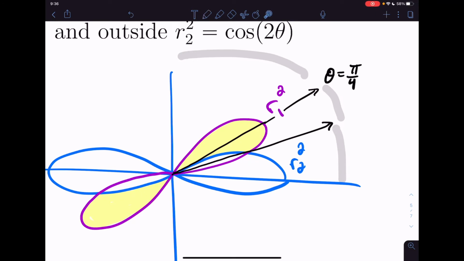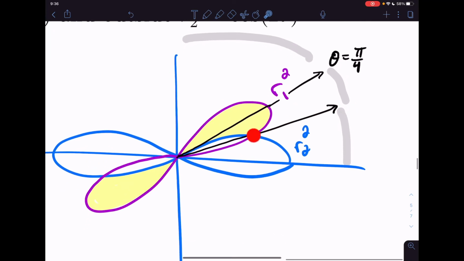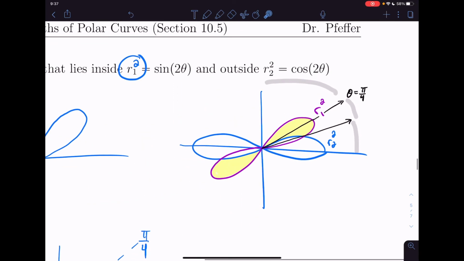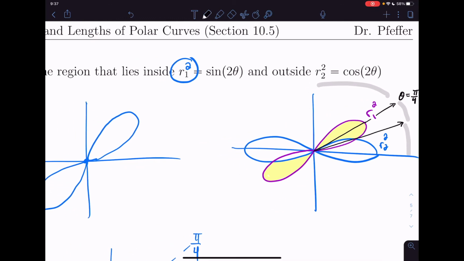The question is, what is this line right here? Well, that's occurring exactly when these two curves are equal to each other. And that is something that we need to solve for. So we can solve for the intersection. That is when R1 equals R2. Equivalently, when R1 squared is equal to R2 squared. Equivalently, when sine of 2 theta is equal to cosine of 2 theta. I wrote that a little backwards.